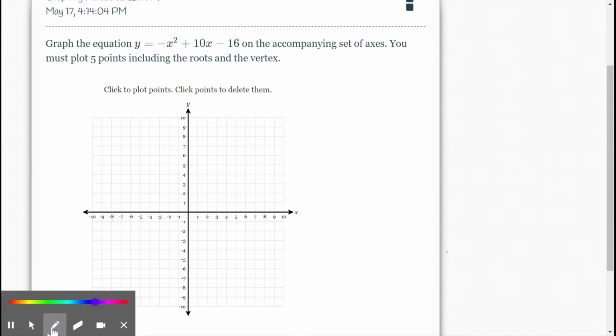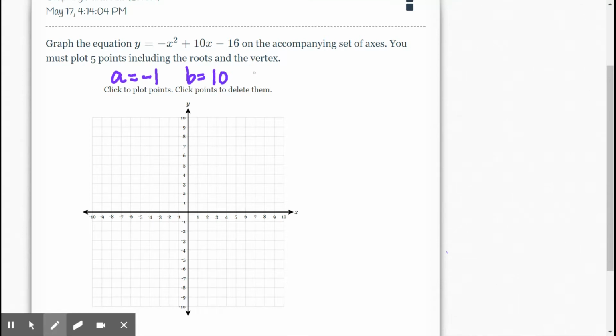Okay, so this time we have a is negative 1, b is 10, and c is negative 16. All right, so to get the vertex, we do negative b. I'll write it out just so you can see it again. So negative of 10 would be negative 10 divided by 2 times -1. So that's -10 divided by -2, which is +5.